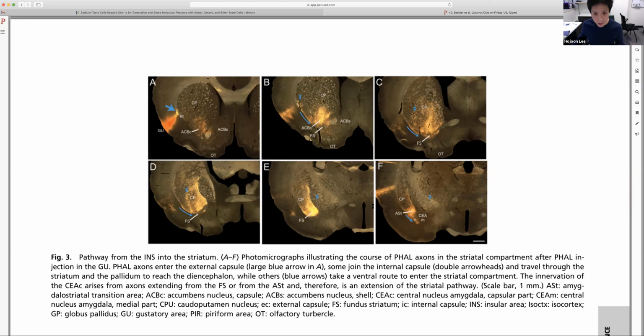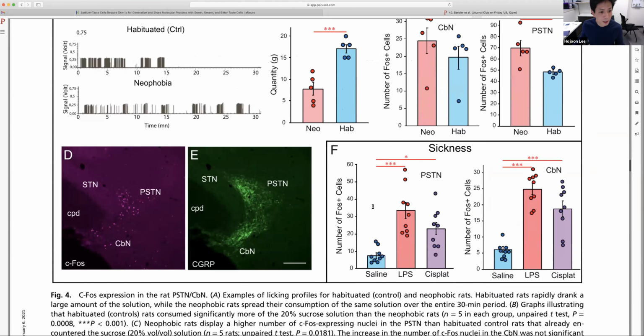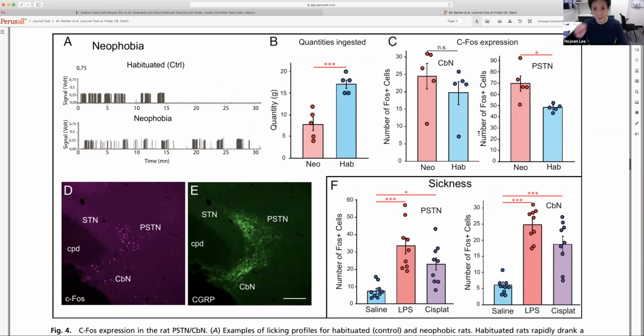All right, so let's go to figure 4. So now they look at behavior, and this is where the more interesting aspects of this come in. So can I have a volunteer for figure 4? So here they are just testing the role of PSTN in the test of neophobia and sickness.